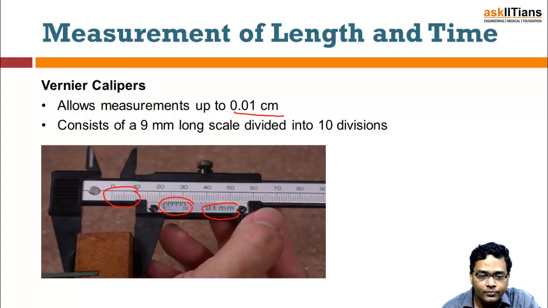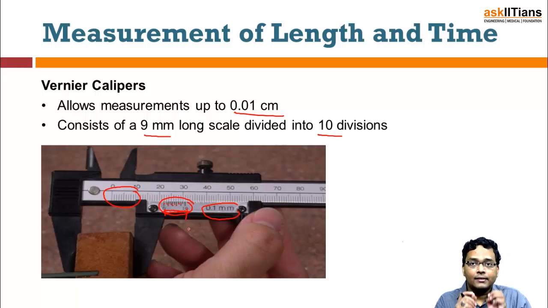Okay, so here you can see that 0 to 10 are the total readings, and the number of readings you can see 1, 2, 3, 4, 5, 6, 7, 8, 9, 10. So these are the readings that you have. So it consists of a 9 millimeter long scale which has been divided into 10 divisions. This length is 9 millimeter and this has been divided into 10 divisions. Therefore each division has a value equal to 0.1 millimeter. So you cannot go beyond 0.1 millimeters here.